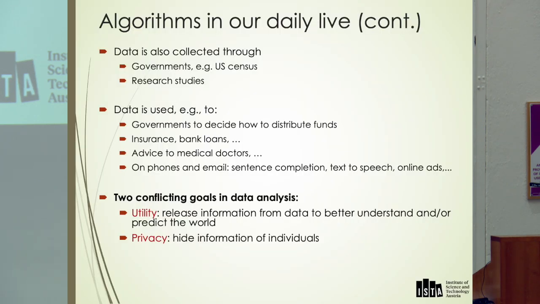Now, data is also collected in other ways. For example, governments collect data about their citizens. In the US, for example, they do a census every 10 years. Or if you participate in research studies, there will also be data collected about you. This data is usually collected for a certain purpose. So for example, governments collect data so they can decide how to distribute funds or not.